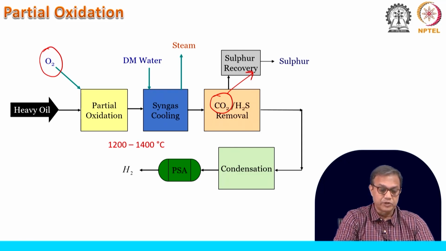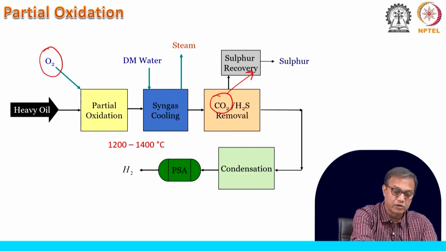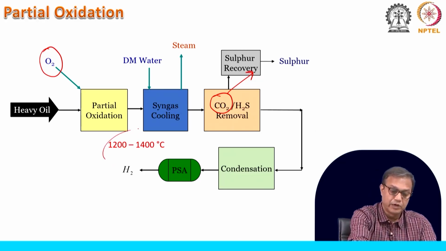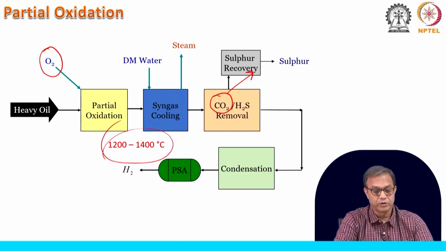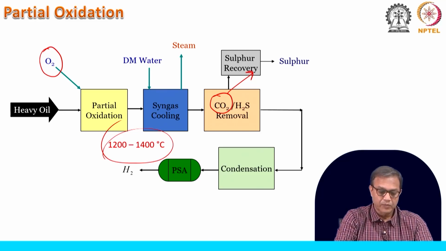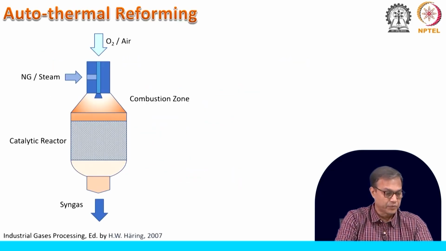So, this process takes place, as I told you, with the partial oxidation at around 1200 to 1400 degrees when it comes out of the reaction zone. Now, we have talked about something called pressure swing adsorption, PSA, in both the processes. Let us have a look at what this PSA, or pressure swing adsorption, is.